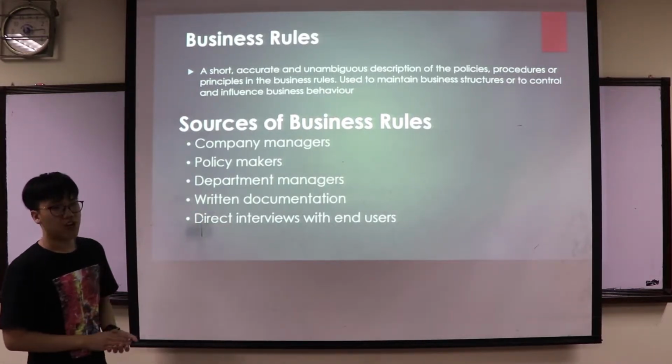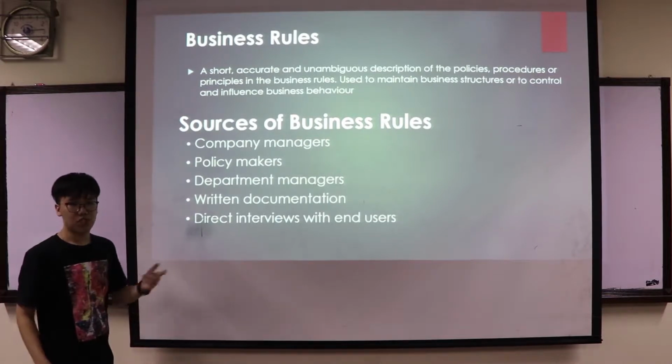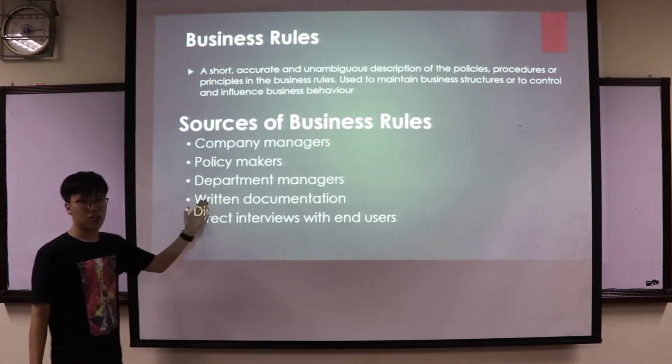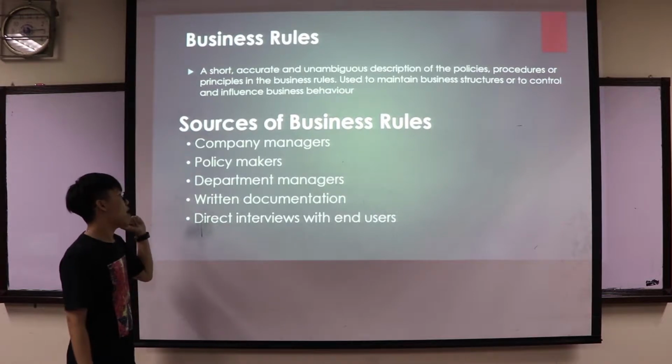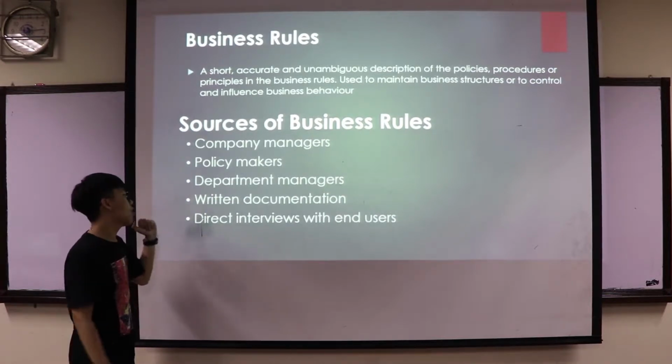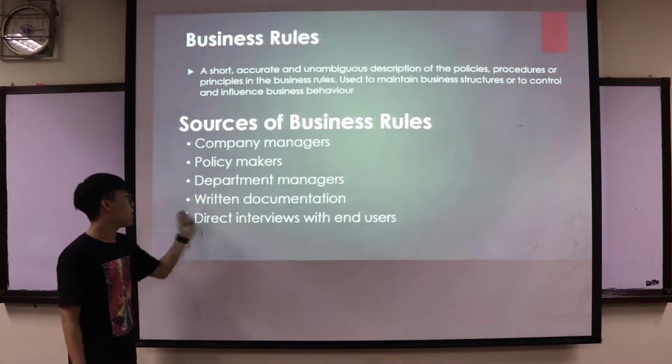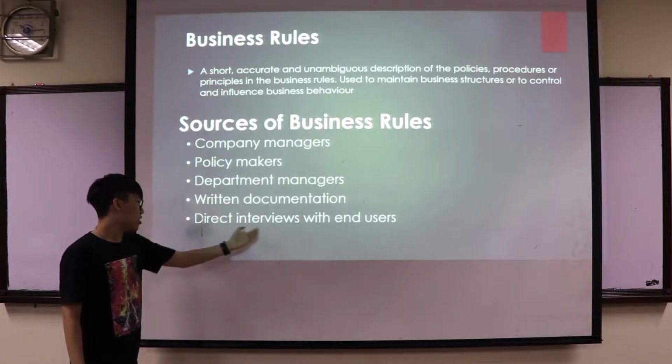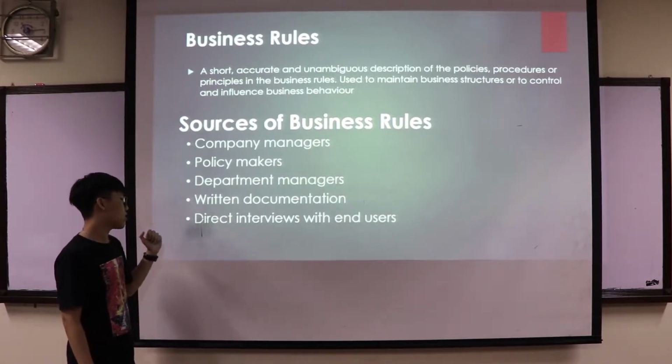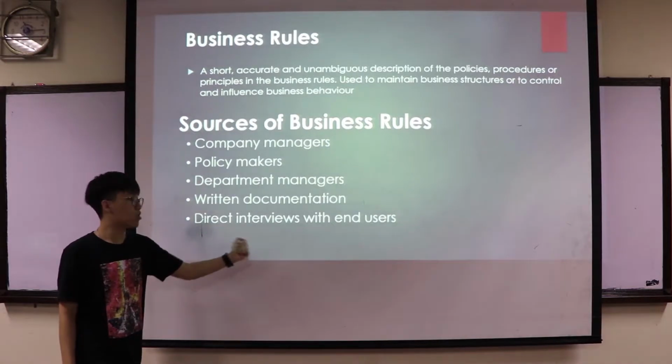There are 5 sources of business rules: company managers and policy makers, department managers, written documentation, and the last is direct interviews with end users.